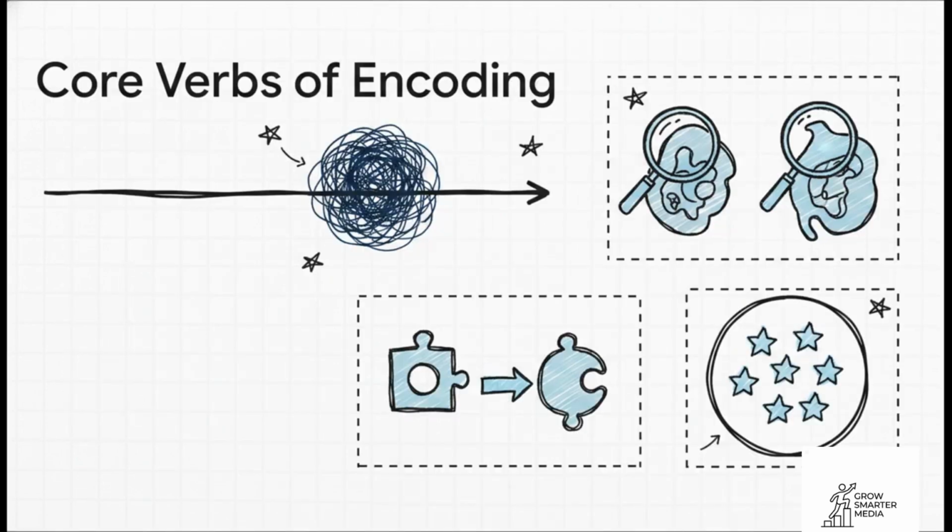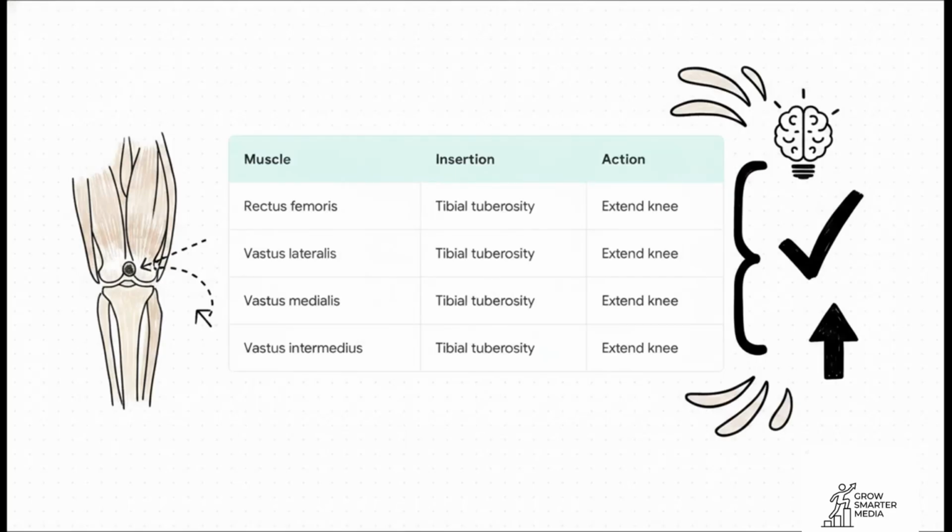To build that picture, you really need to lean into the core verbs of active encoding. Simplify complex tables into basic shapes. Compare similar items to find the exact differences. Connect relationships between origins, insertions, and bones. And group similar concepts together so you just memorize less overall. When you apply these, you aren't just reading, you're actively restructuring the info so your brain can actually hold on to it. Let me show you what I mean using the quadriceps.